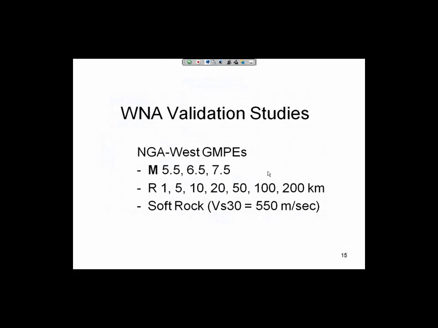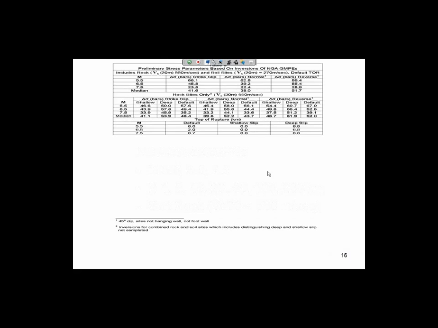So now we'll go back to some validation studies. To do this, we looked at the 4 NGA West ground motion prediction equations, 3 moment magnitudes, 5.5, 6.5, and 7.5, and about 7 distances, ranging from JB distances of 1 out to 200 kilometers. We're going to focus on some results for soft rock with a VS30 of 550 meters per second, but also in the version we had a soil site with a VS30 of 270 meters per second. Now this is a very busy table, so I'm going to show it to you again at the end.